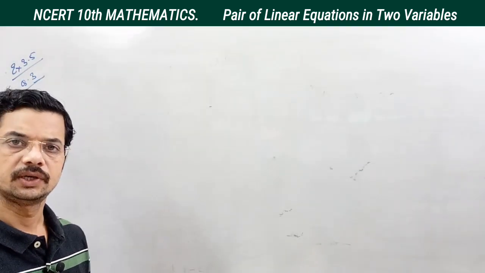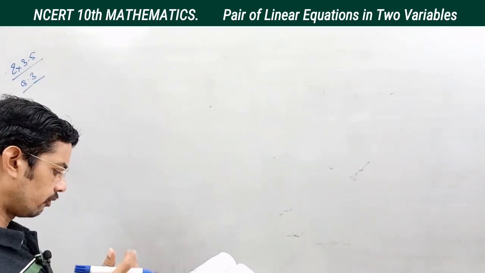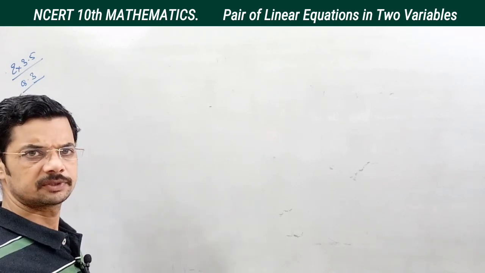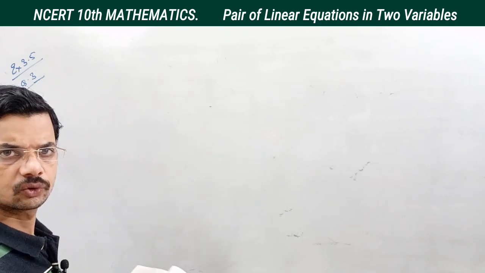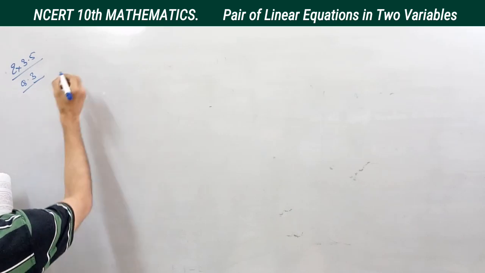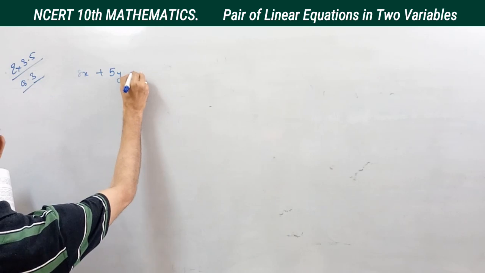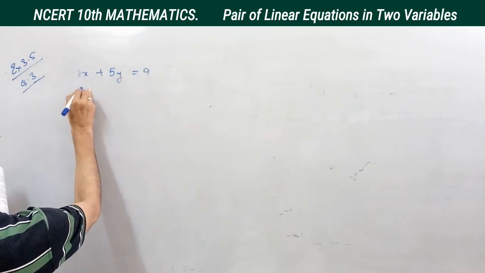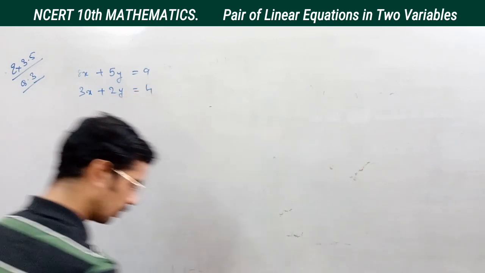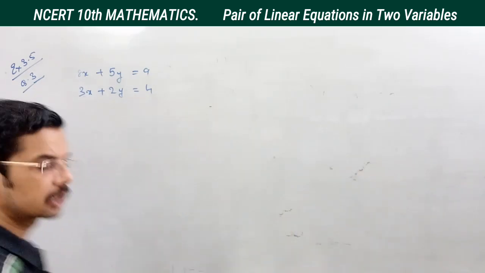Let us now move on to the next problem of the textbook, which says solve the following pair of linear equations by substitution and cross multiplication. You can solve by substitution or cross multiplication. I will show you one of the methods of solution. Question number 3 says 8x plus 5y equal to 9, and 3x plus 2y equal to 4. I will be solving using the cross multiplication method.